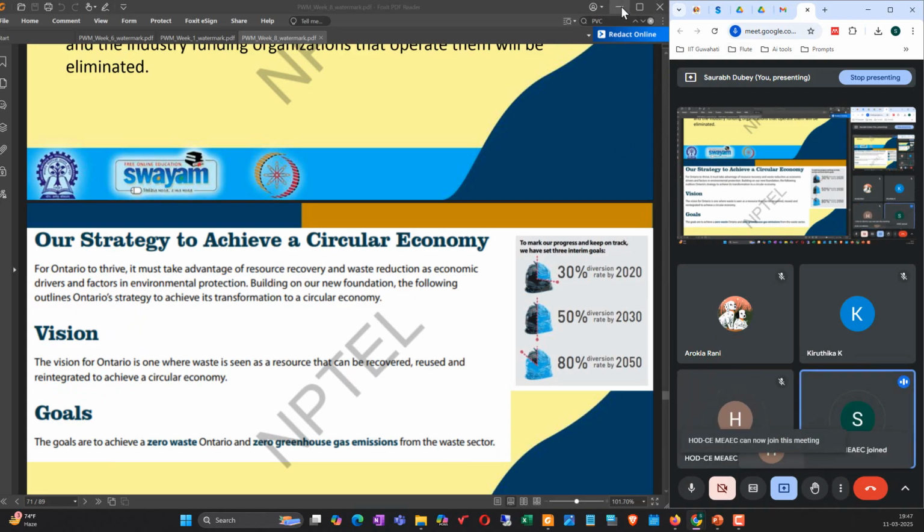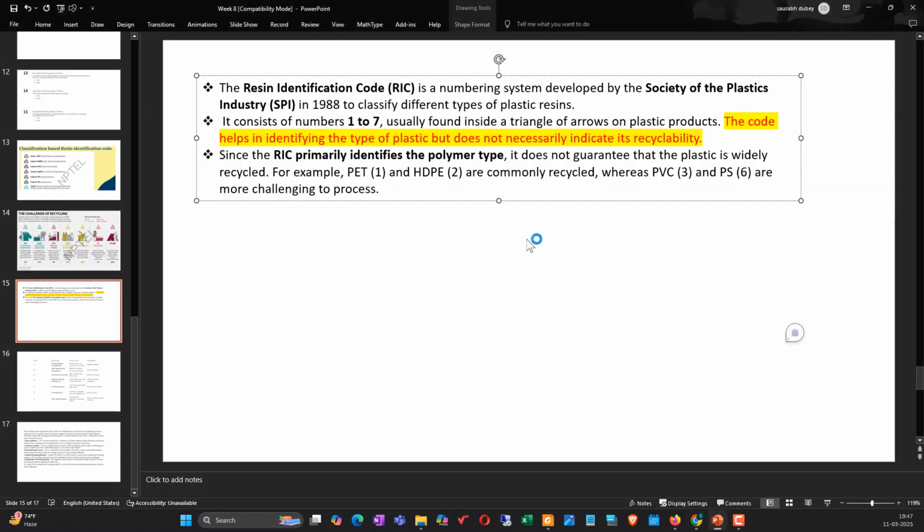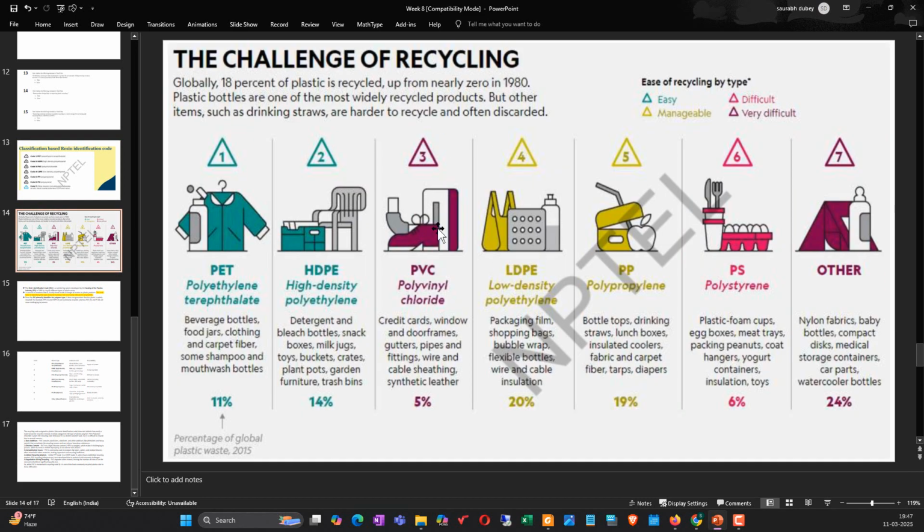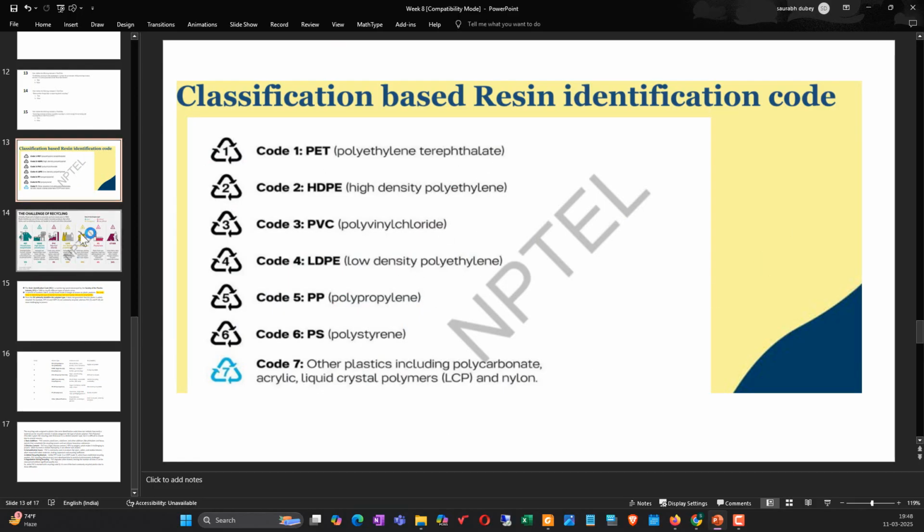Yes, let me just say. The confusion was that this PVC is given 3 in the resin identification code, right? And here also it's 3, we understand, but it's very difficult to recycle, right? So his confusion was why this PVC is not given a code after 6, because he thought this is based on the ease of recyclability, but it's not.